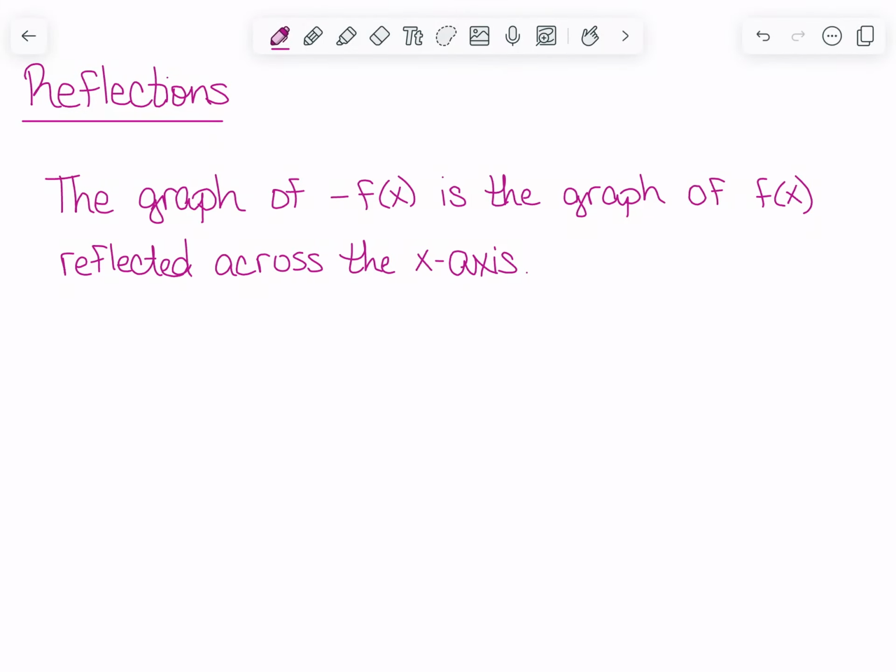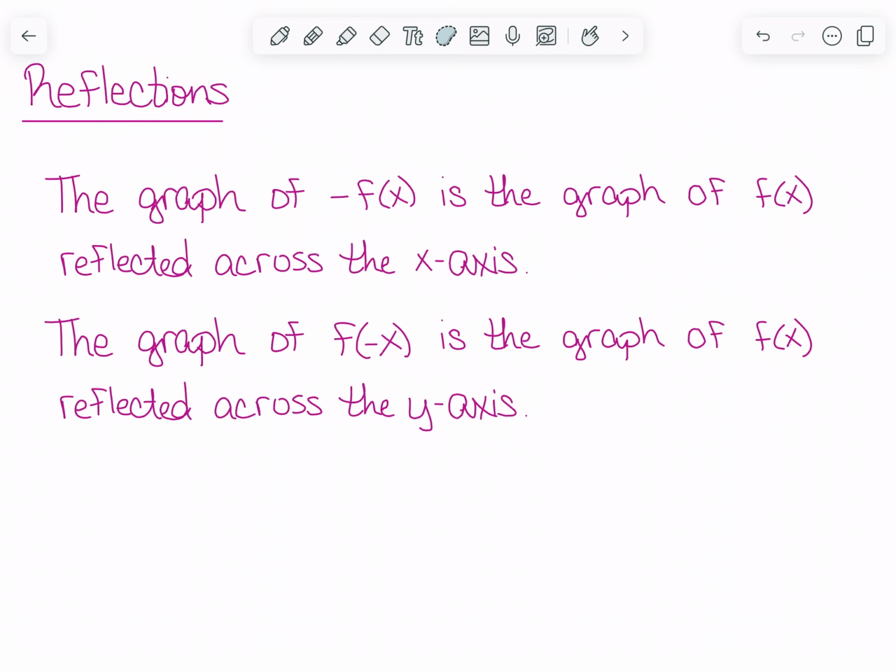The first, the graph of negative f of x, is the graph of f of x reflected across the x-axis. So by putting a negative sign outside the function, we're going to reflect across the x-axis. Alternatively, the graph of f of negative x is the graph of f of x reflected across the y-axis. By changing the sign of the x, we're going to reflect across the y-axis.